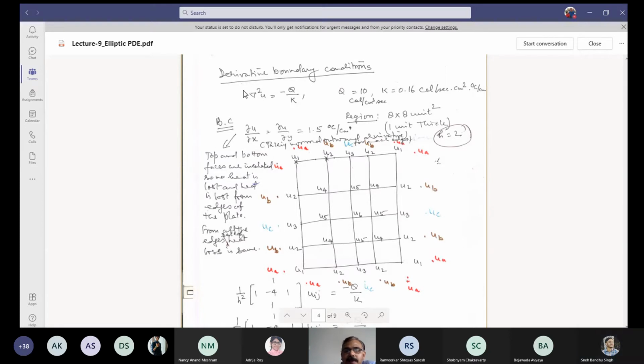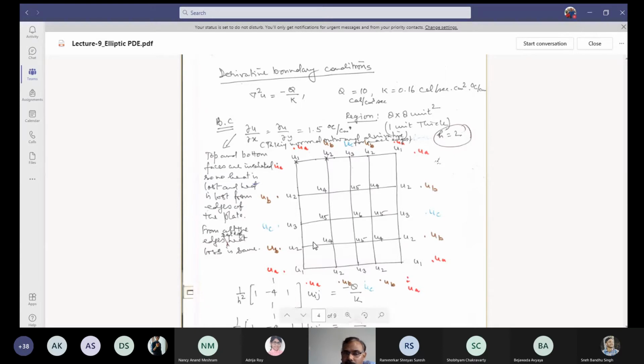So this part you will get from the earlier one, that is minus 4, 1, 1, 1, 1, that is 1 by h square u(i,j). Here it is not 0, here it is the Poisson type, that is minus q by k, right? Yes, sir. So h square will be multiplied here.